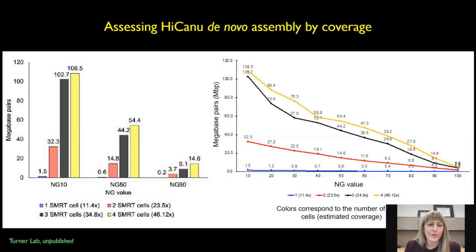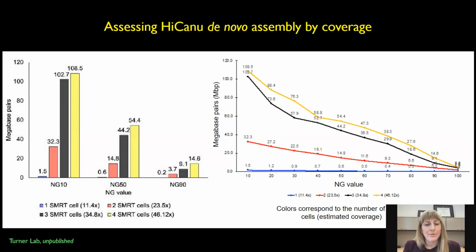NG50 is sort of easiest to explain with an example. NG50 is the value at which 50% of the contigs in your genome are at that size or bigger. So for example, for the NG50 for 4 SMRT cells, you can see it's 54.4 megabase pairs, which means that 50% of that patient's assembled genome has contigs of that size or larger.